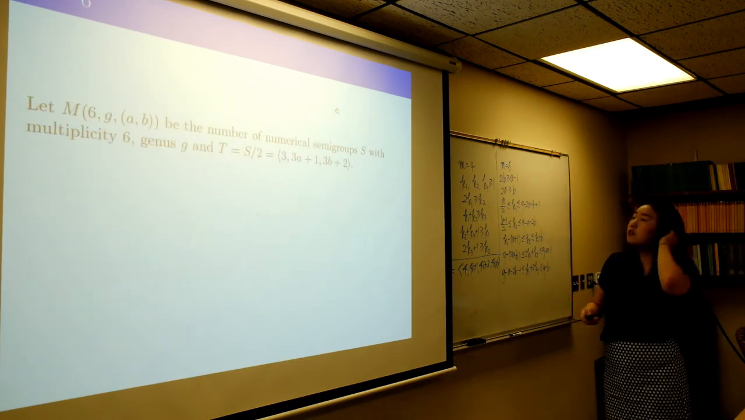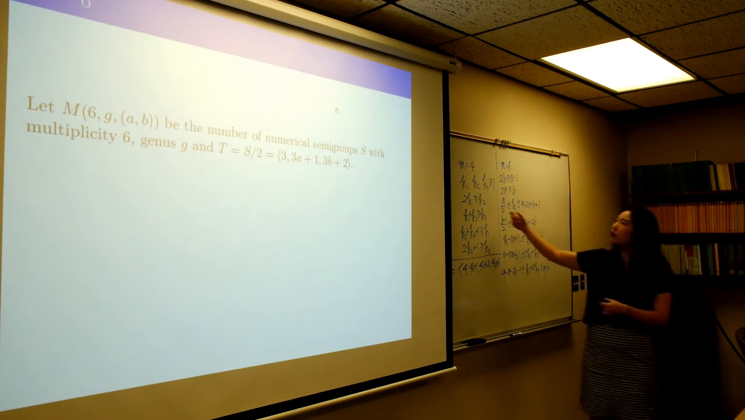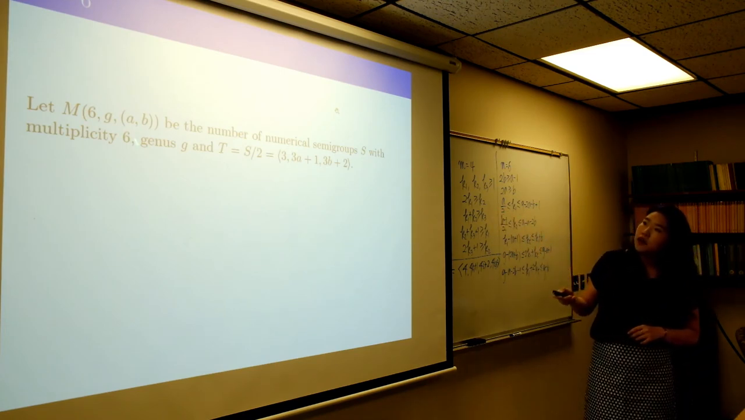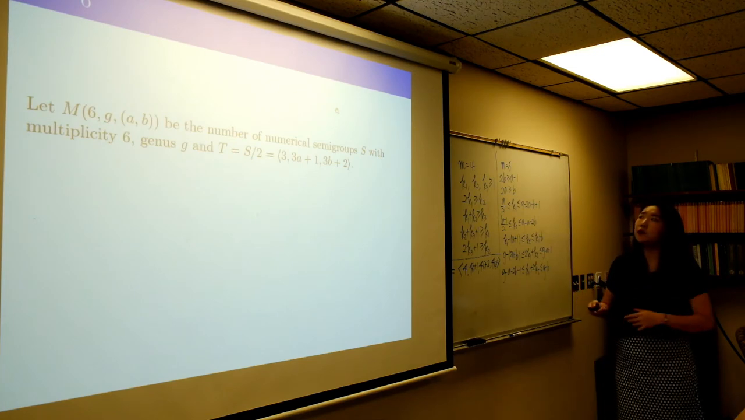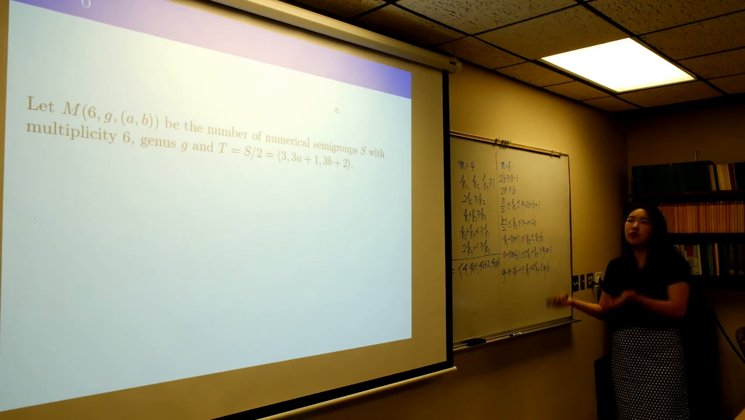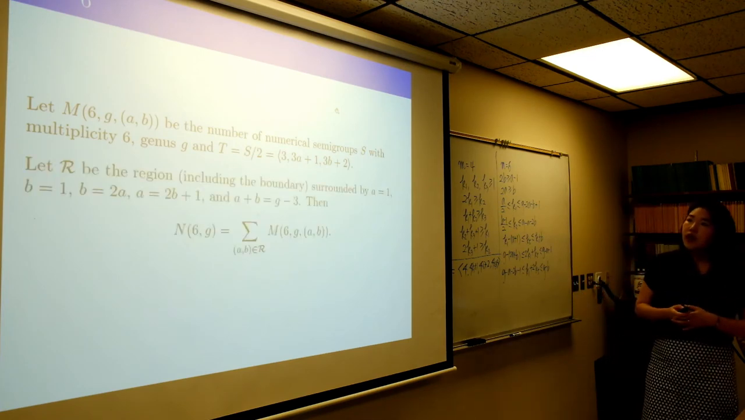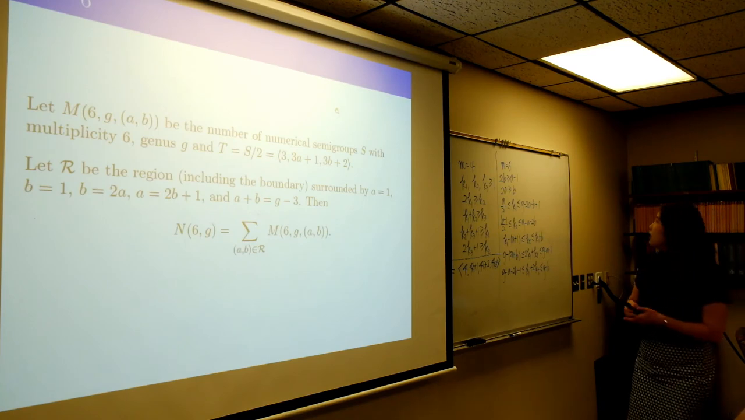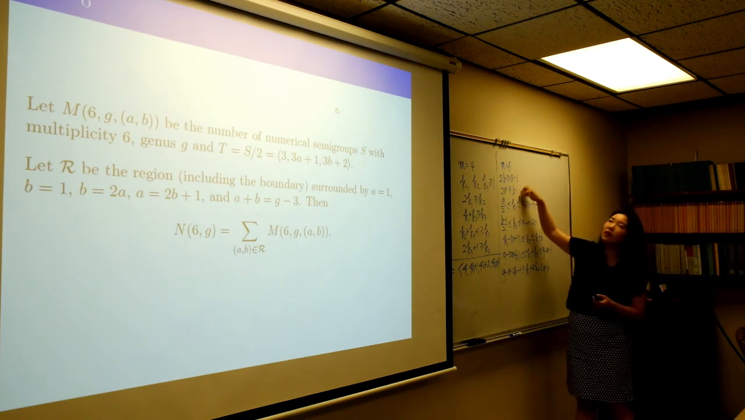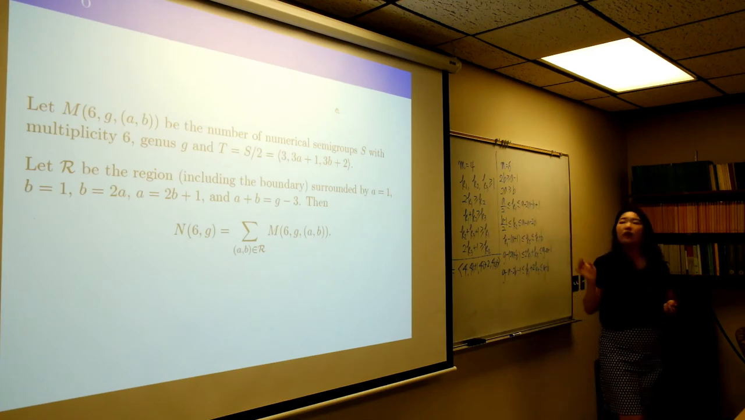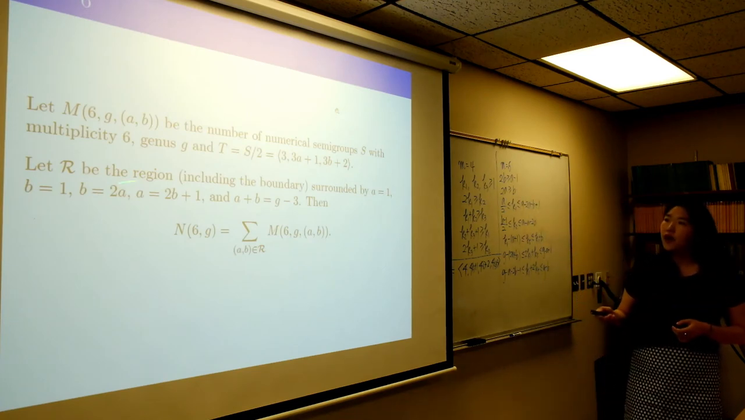And now we're going to do a similar thing as we did for m equal to 4. In that case, we let m6gab be the number of numerical semigroups with multiplicity 6, genus G, and quotient by 2 is this one. Then we consider the region from the inequalities of A and B. We also know that A, B are greater than or equal to 1. So we have some region for A and B.